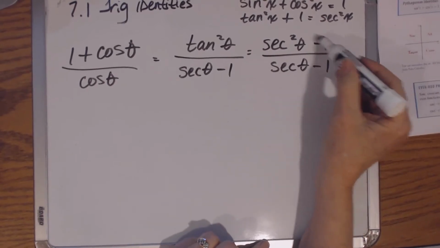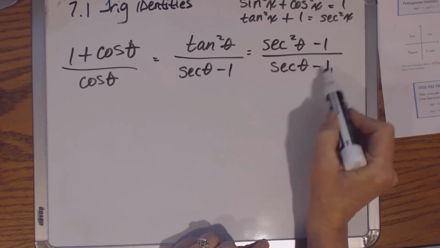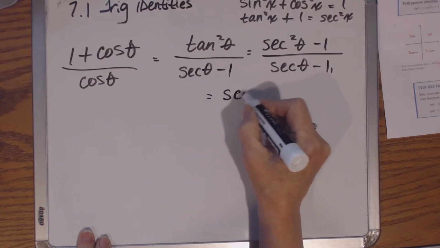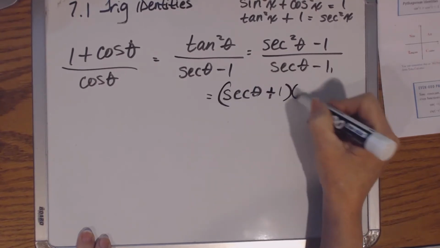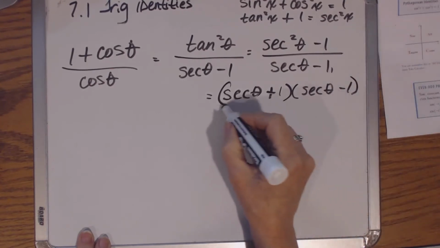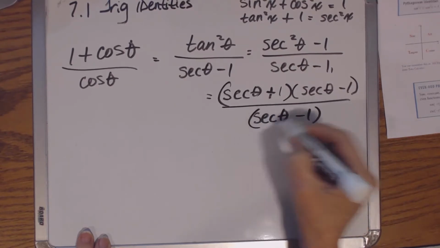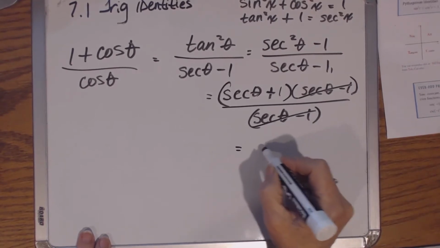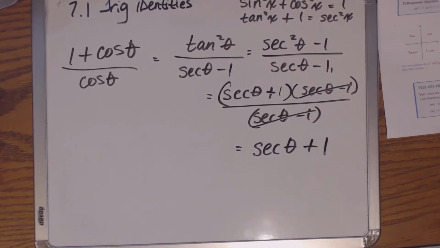And if I remember that this is actually a difference of squares, then one of my factors is going to be this, and it'll cancel out. So I might as well do that. I'm going to get secant of theta plus 1 times secant of theta minus 1. That's this term up here. Divide by secant of theta minus 1. And voila, I get that. So this side simplifies to secant of theta plus 1.